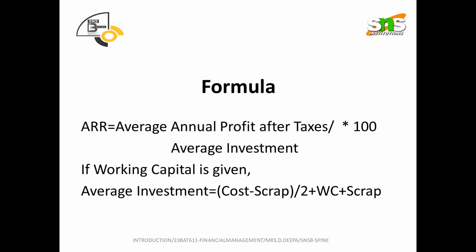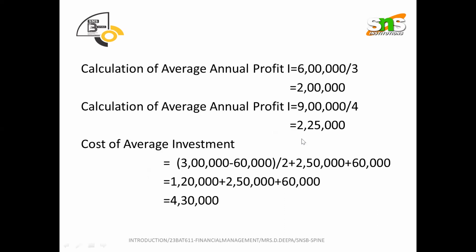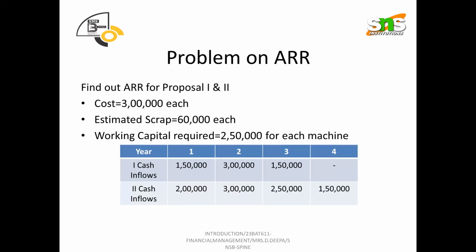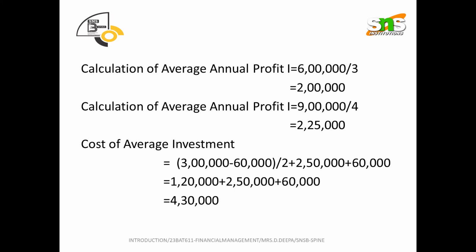For this problem, we have scrap value as well as working capital. First we'll solve the numerator part, that is average annual profit for proposal 1. By adding up all these profits for years 1, 2, 3: 1,50,000, 3 lakh and 1,50,000. Since there is no cash flow for the 4th year, leave it. By adding up all the cash inflows, you'll get 6 lakh divided by 3, since there is no data for the 4th year. So the answer is 2 lakhs.